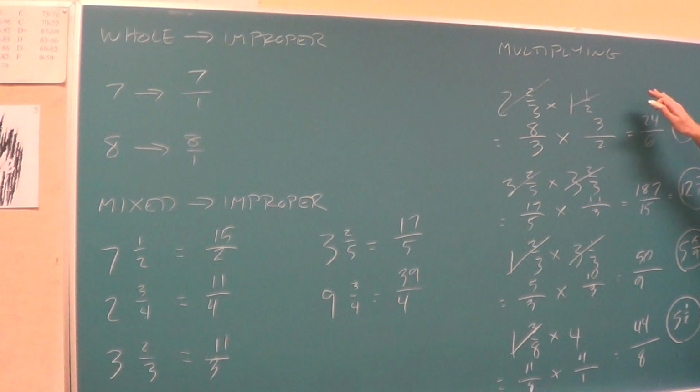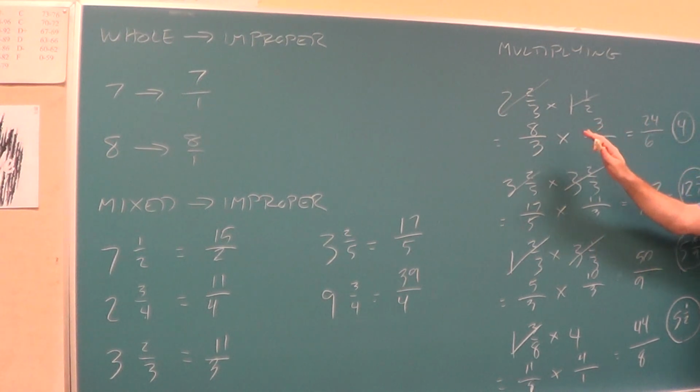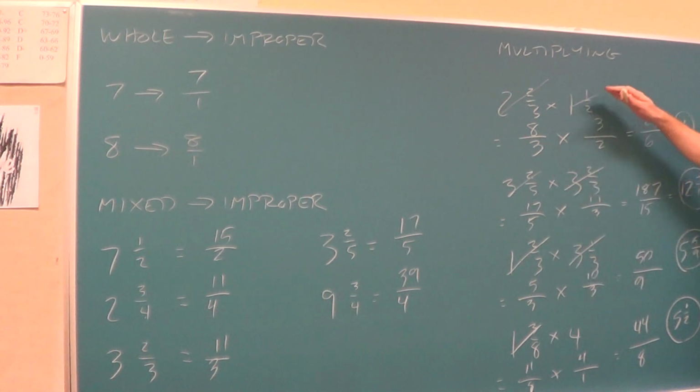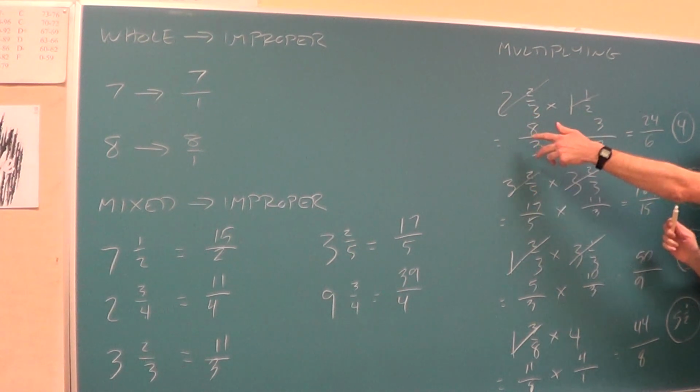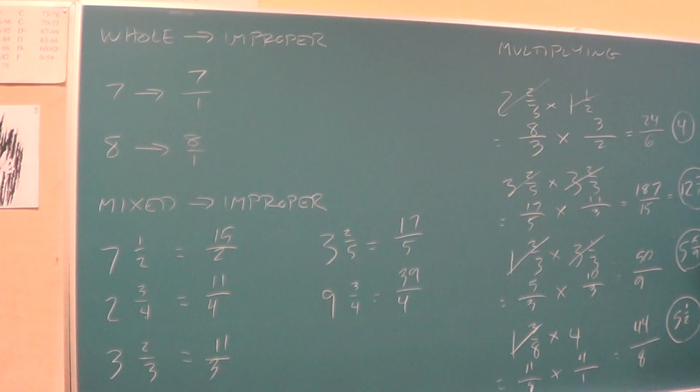Multiplying will be the hardest thing. I don't know that I'd call it hard, but it's harder than the other 2 things because you're going to have to do that other stuff first, make your impropers, then you're going to have to go across, and then you're going to have to simplify stuff. Guaranteed you're going to have to simplify stuff. It's going to have to turn out improper. There's no other way other than that.